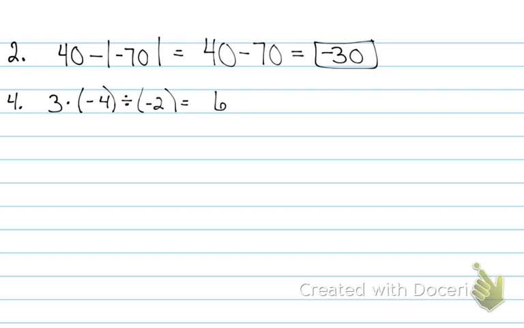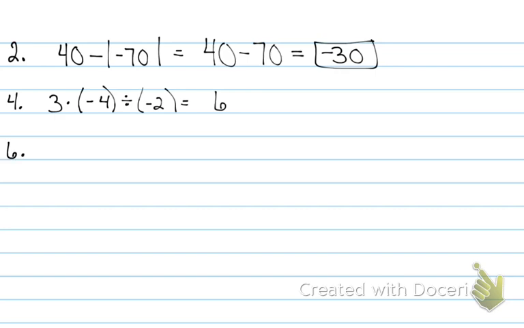One option is I see 2 negatives. That's an even number of negatives, so my answer is positive. That's option 1. Option 2 is I see 3 terms. 3 is an odd number, so my answer is negative. Which one is correct? Option A, the first option, because it does not matter how many terms I have in the expression. I count the negatives. I have 2 negatives, so my answer is positive.